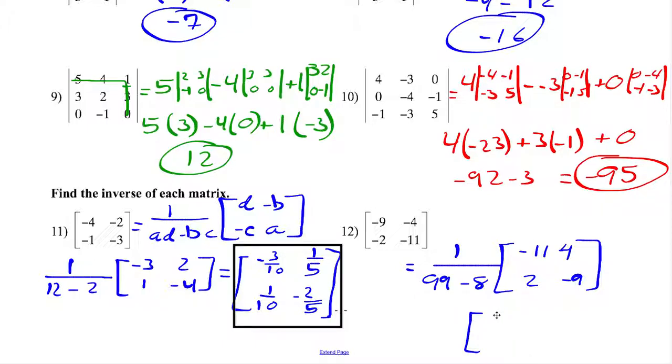So then 91 being relatively prime for all these is going to be nice. So we get -11 over 91, 4 over 91, 2 over 91, and -9 over 91. And that's our answer there.